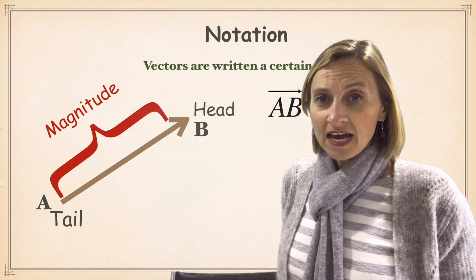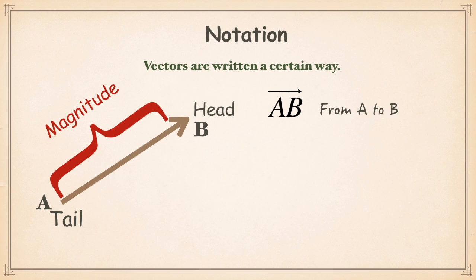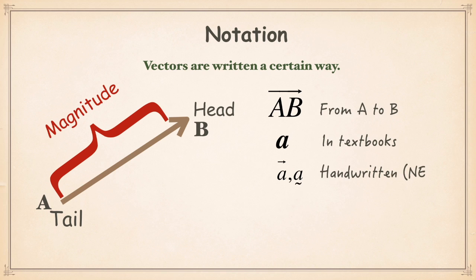You can also write that as an A in bold letters. That's often used in textbooks because it's easiest to write, but the A will always be in bold. Then you could write it as A with a little arrow on the top. That also means a vector. Or A with a little squiggly line underneath it, and that's vector A. That's what they usually use in NESA.